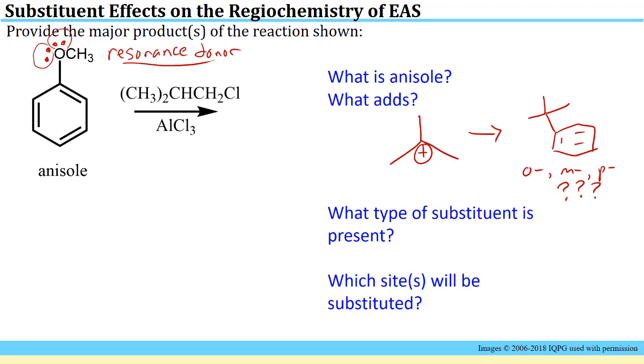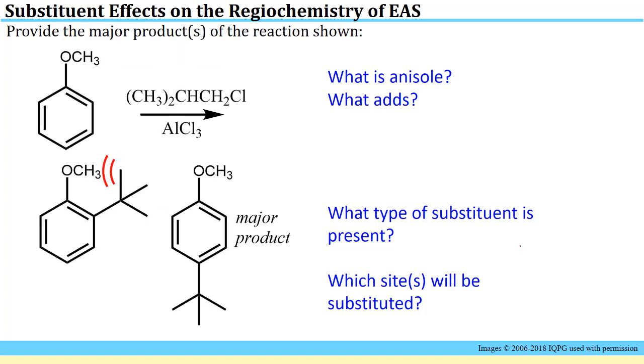add. Well, if we fill in these lone pairs on the oxygen of the methoxy group of anisole, we'll realize that this is a resonance donor. In introductory organic classes, generally you'll have a nitrogen with a lone pair or an oxygen with a lone pair that you'll see as your resonance donors. All right, so we know what type of substituent is present now. And that leads us to the question of which sites will be substituted. The resonance donors are ortho, para, directing groups.